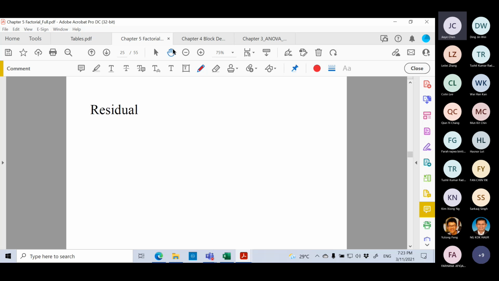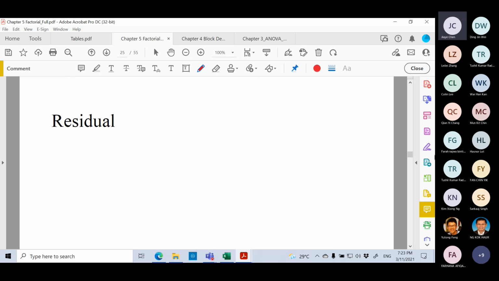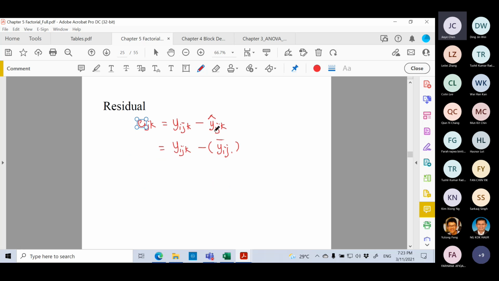Okay, so therefore when you calculate your residue, it is given the notation Eijk. Because you have three subscripts, it will be equal to the observation minus the fitted equation. Okay, so the residue will be equal to the Yijk minus the fitted equation, which is just the Yij dot. So this one refers to your residue.